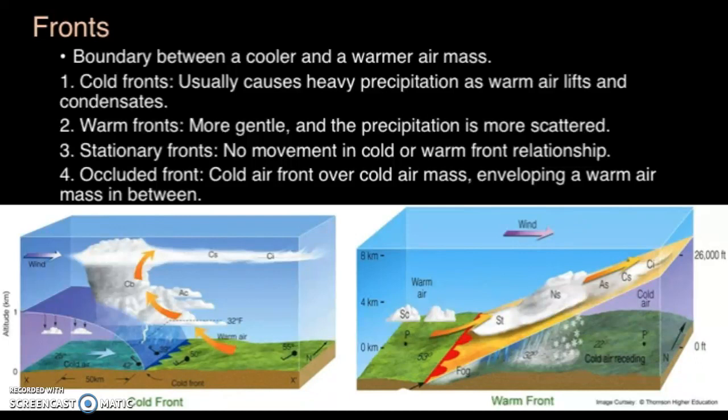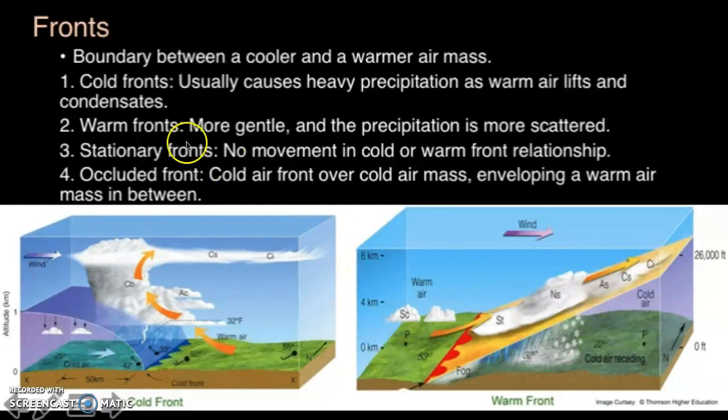Okay, so as you're seeing in the image below, the cold front usually causes very heavy precipitation and tends to be pretty violent, if you would. It causes that precipitation as the warmer air is being lifted, and then it condenses in that cumulonimbus type of cloud formation as you're seeing over here. And what you're seeing over here is going to be that tropopause limit right there, right?